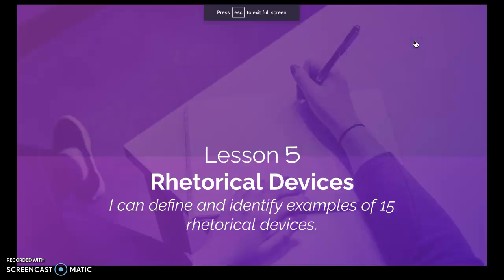Hi everyone, and welcome to Lesson 5, all about rhetorical devices. Now, rhetorical devices, we are going to get into the thick of what they are, but our objective is to be able to define and identify examples of 15 of them. There are many more out there, but we're going to focus on 15 very famous rhetorical devices that we see frequently within rhetorical text and speeches. And we are going to try to become experts in these particular 15.